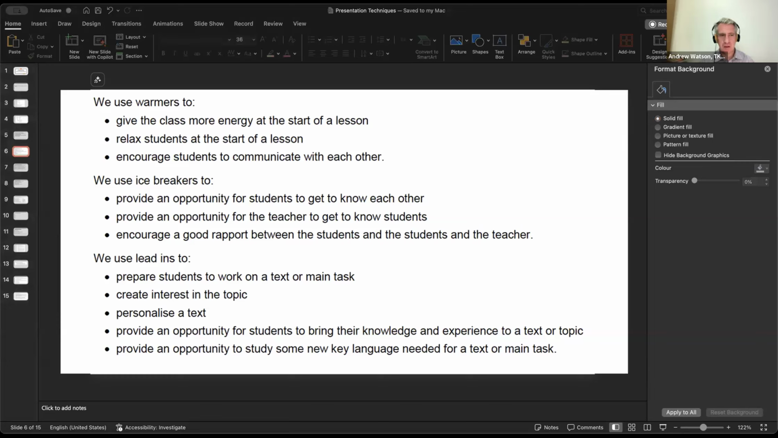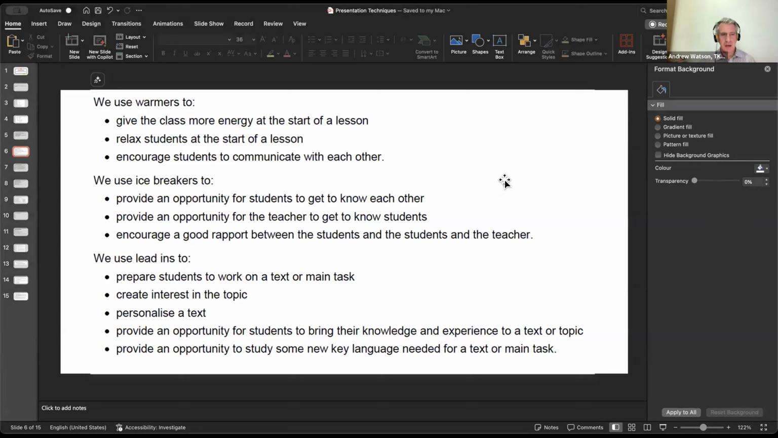And we use icebreakers as an opportunity for students to get to know each other, right? And that might be at the beginning of a course, right? Or maybe a few months into the course and maybe new students have come in. Provide an opportunity for the teacher to get to know the students. Encourage good rapport between students and teacher. Rapport, do you know what that word means? It's related to kind of warm feelings between people.